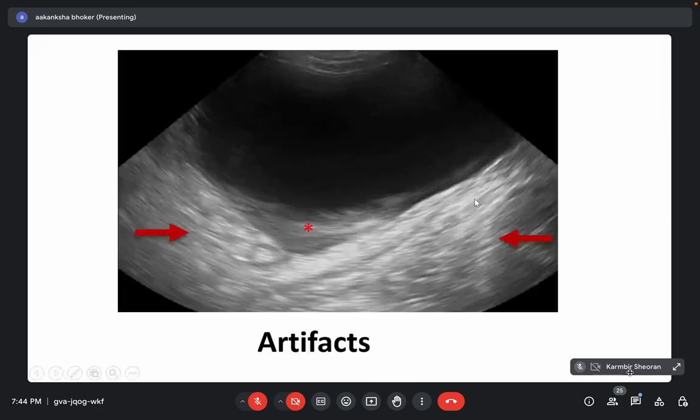And these are the artifacts associated with the bladder, which can be seen normally. This is a volume averaging artifact. And this is acoustic enhancement, which is seen distal to the urinary bladder, because there is very little attenuation of the ultrasound signals through the bladder.